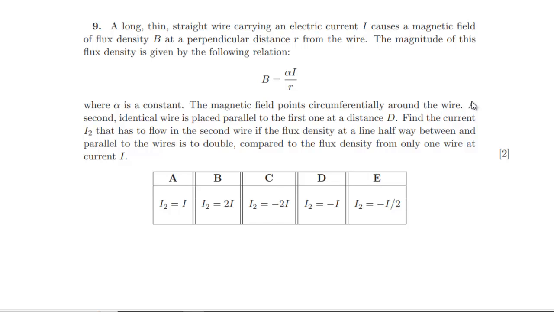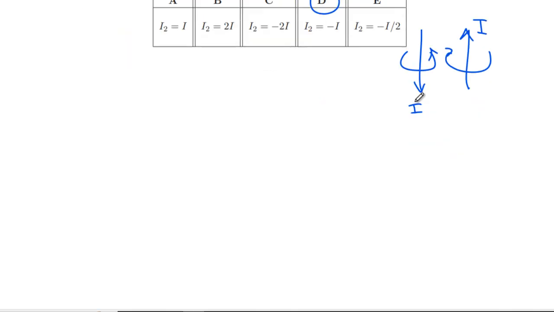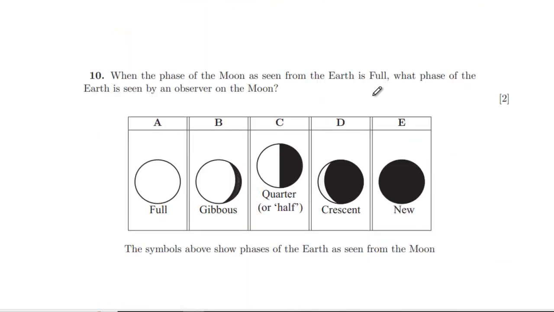Right, so they've told us we've got some wire which has got a field around it like that with that magnitude. We've now got another one here. So we need them to add up that way. So if that was I, we're going to have I in the opposite direction. So we're going to have D. So, yeah, all good. Looks like it might have been more difficult than that.